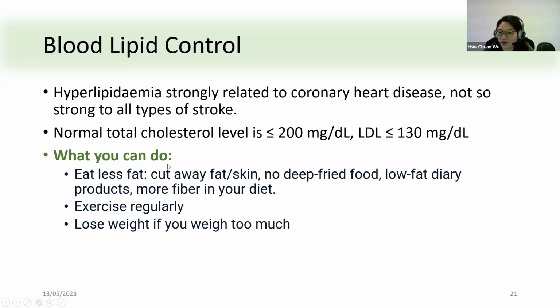And what you can do to control your lipids is eat less fat. So you eat lean meat as much as possible. You cut away the fat or skin. You don't deep fry your food, and you try to choose low fat dairy products and add more fiber in your diet. And also exercise and weight control is still very, very important. So apart from these risk factor controls, the medication control, I don't think I should talk about it here, because I think that's the responsibility of the doctor. So I wouldn't put too much emphasis on it today.